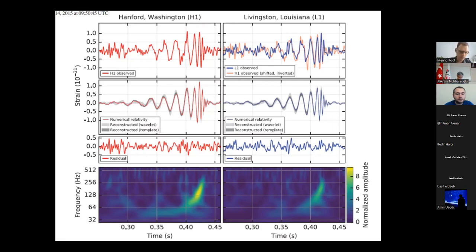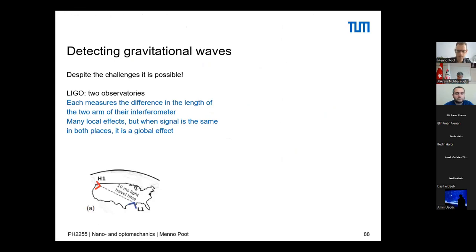And this was actually the very first time that a gravitational wave was observed in that LIGO gravitational wave detector. As I said, once you measure something in both places, you know it's a global effect. You also have to see if this is the right waveform. In this case, it was for a black hole pair merger. That is, there are two black holes that are very close by.